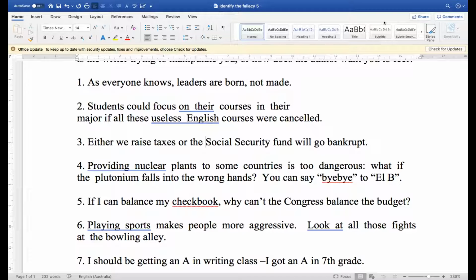What if the plutonium falls into the wrong hands? You can say bye-bye to LB. I don't know what it refers to. It must be some American thing, but maybe it's the name of a city or something. Let's imagine it's a city. If I can balance my checkbook, why can't Congress balance the budget? And the last one: playing sports makes people more aggressive. Look at all those fights in the bowling alley.